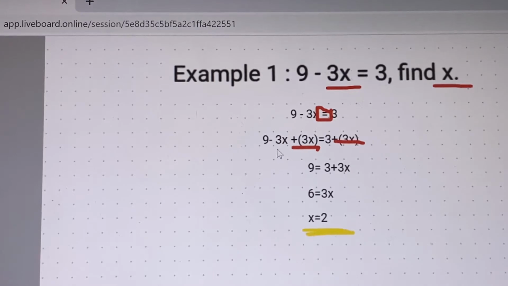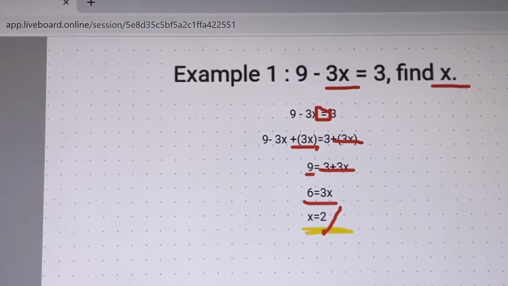And so negative 3x plus 3x equals 0, which leaves 9 here. And then 3 plus 3, 6 equals 3x, x equals 2. Okay, so this is how we get our answer. If you are wondering why it is 6, it is because I shifted the 3 over there, and when I shift over the equation, negative becomes positive.